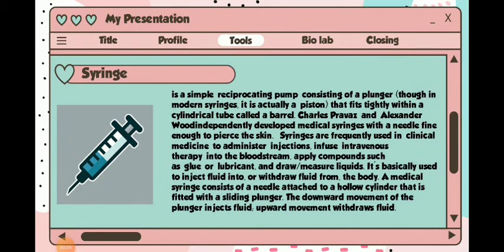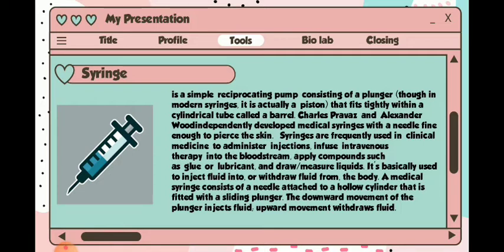The next tool would be the syringe. It is a simple reciprocating pump consisting of a plunger, though in modern syringes it is actually a piston, that fits tightly within a cylindrical tube called a barrel. Charles Prevost and Alexander Wood independently developed medical syringes with a needle fine enough to pierce the skin.